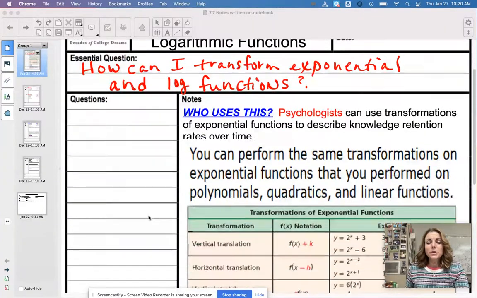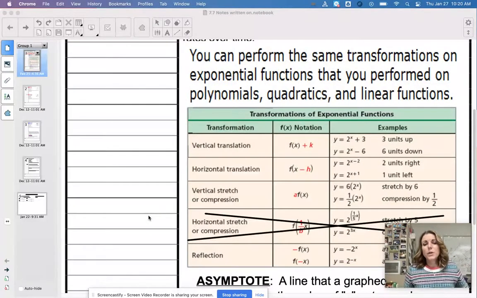So we are familiar with transformations. We have done transformations on polynomials, quadratics. We never did linear functions. But now we're going to perform transformations on exponential and log functions. It's the same rules. If you're doing a vertical translation up or down, you're either adding or subtracting a k. Horizontal translation means right or left. It's whatever's connected to the x. So x minus h means to the right, h units, x plus h to the left.